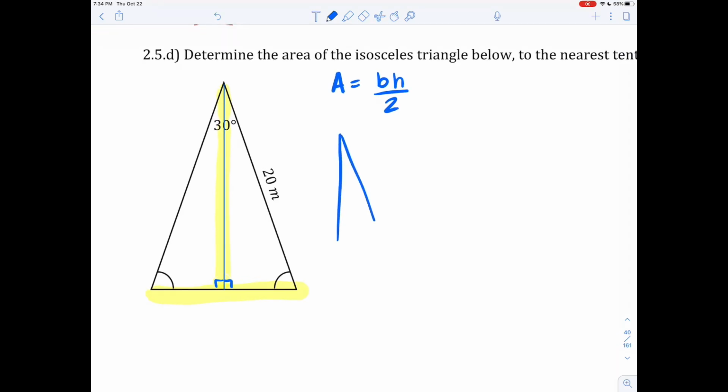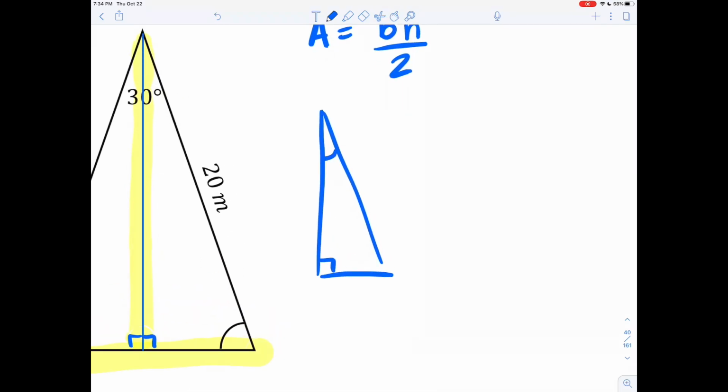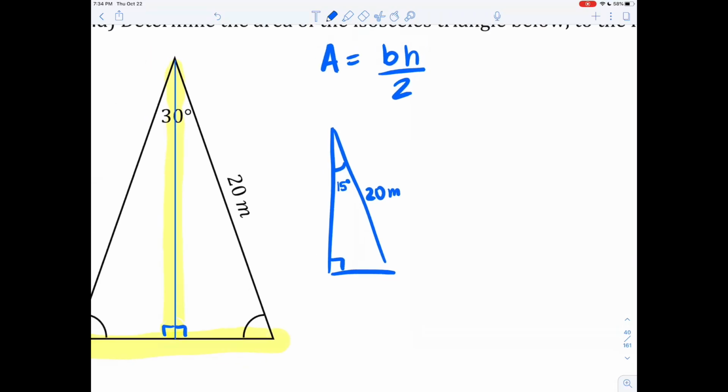Let's take a look at one of the individual triangles here. If this whole top part was 30, and we're splitting it up into two equal right angle triangles, this angle here must be 15 degrees. The side length still stays the same at 20 meters.